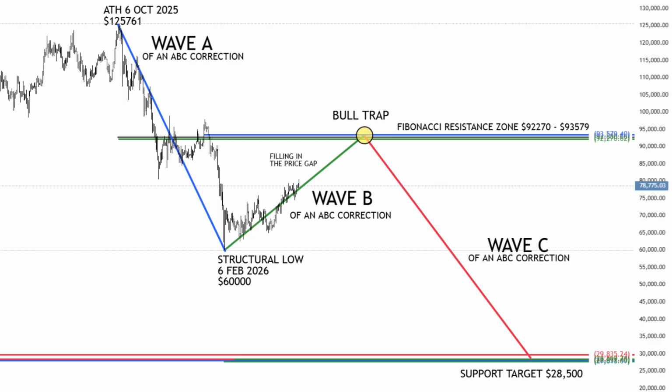Now, let's look at the bigger picture and explain exactly how we arrive at our $28,500 target. Most traders are focused on the next candle, the next day, the next week, but professionals step back, and when you do that with Bitcoin, the picture tells a very different story.